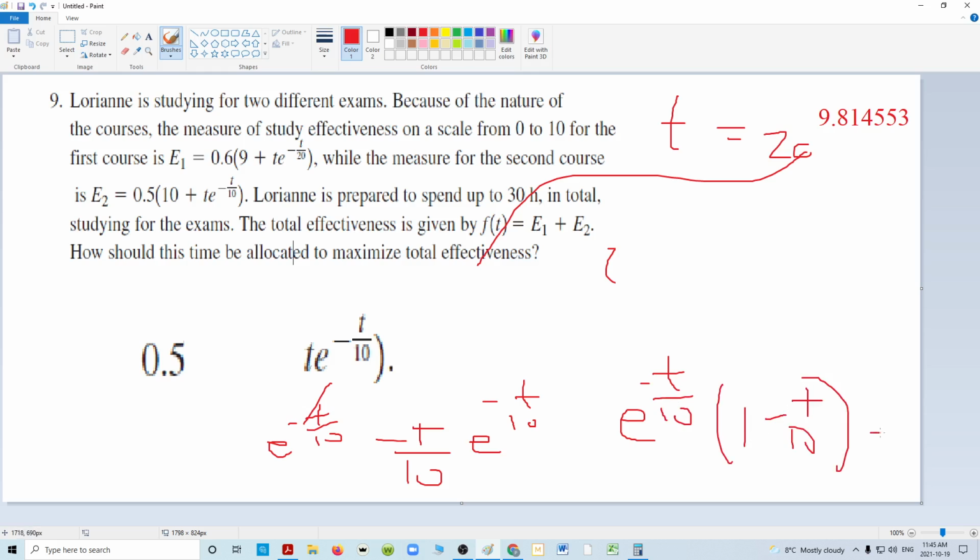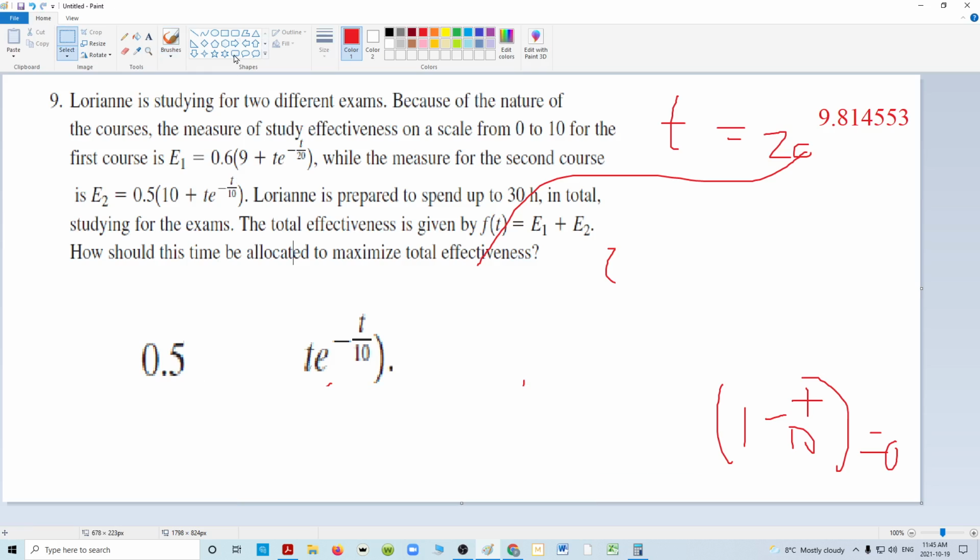When I set that to 0, I quickly realize the exponential can never be 0 because it's a decay curve now, but the other factor can be. All I did was take the derivative and set it to 0. So when is 1 equal to t over 10? When t is 10. Then you've got to plug it back in. So now for the second one, we know maximum efficiency occurs at 10.